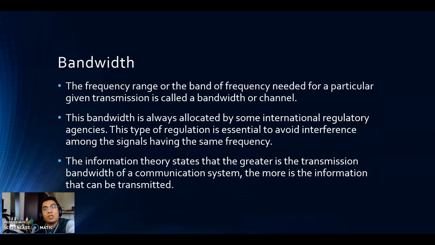The second limitation is bandwidth. So what is bandwidth? Bandwidth is the frequency range or the band of frequencies needed for a particular given transmission. This is always allocated by international regulatory agencies because it is essential to avoid interference among signals having the same frequency. The information theory, which is used in bandwidth, states that the greater the transmission bandwidth of a communication system, the more information can be transmitted.